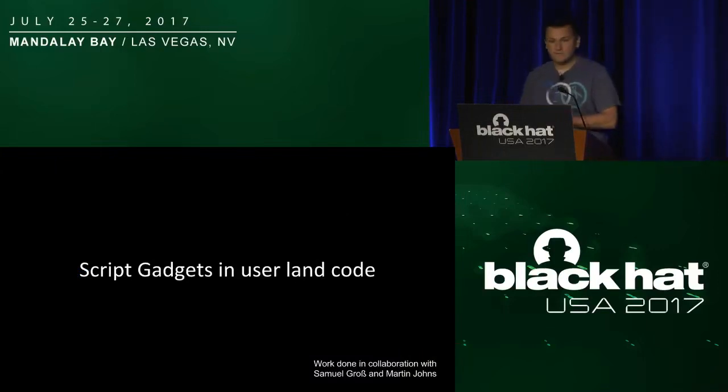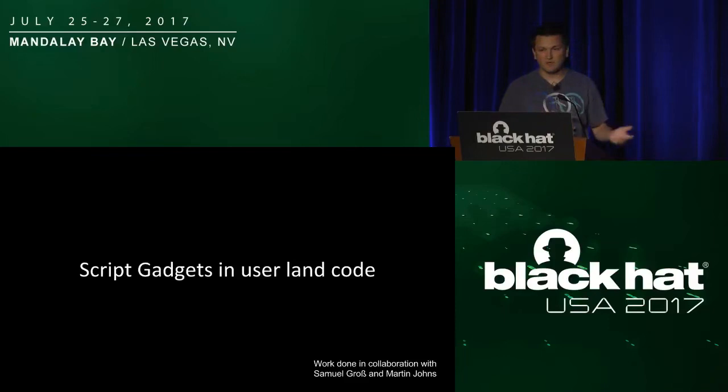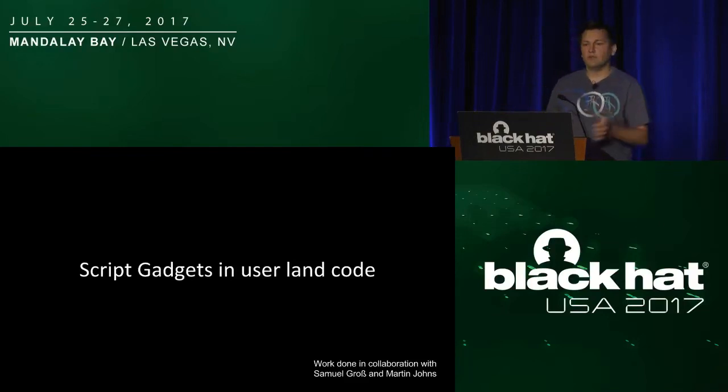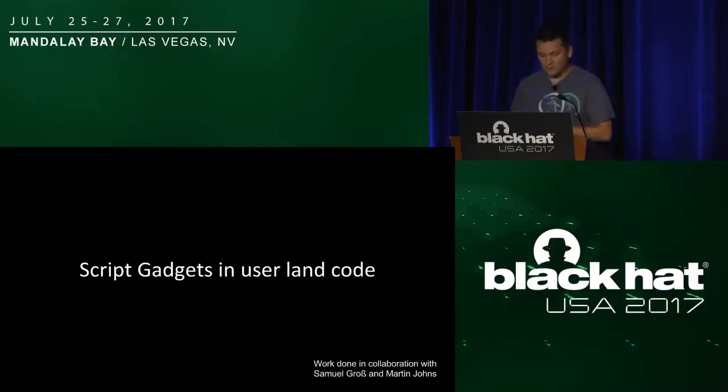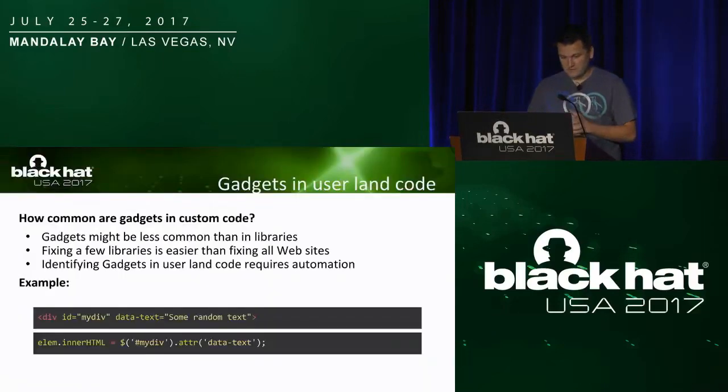Okay. Thank you very much, Koto. In the first part of this presentation, we saw gadgets in libraries. And we actually did this analysis manually. So it took a huge amount of time to investigate the source code of the libraries, to find these gadgets, to build exploits, and so on. But we also wanted to do something at scale. We wanted to see what is the status of gadgets in the web, in popular websites. And this is work that we've done in cooperation with Martin Johns and Samuel Gross from SAP. And I will show you what we found out.